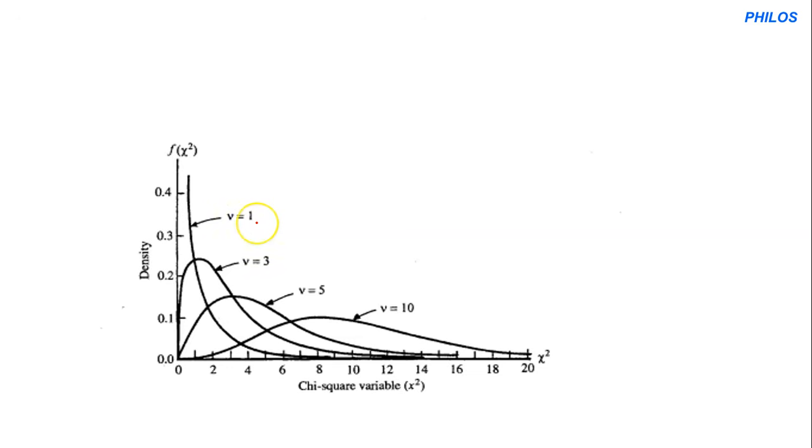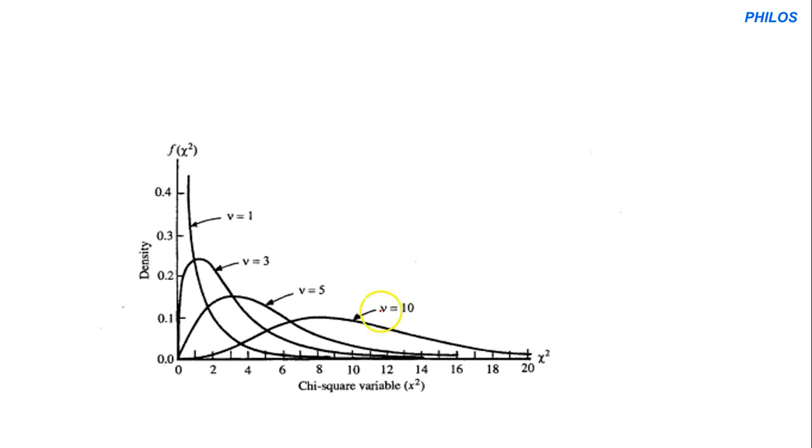So this one has a degree of freedom of 1, this has a degree of freedom of 3, this has a degree of freedom of 5, and this has a degree of freedom of 10. Now, as the sample size increases, you know that the degree of freedom will also be increasing, isn't it? Degree of freedom is equal to sample size minus 1. So as the sample size is increasing, the degree of freedom will also be increasing. And as the degree of freedom increases, the chi-square distribution approaches the normal distribution.